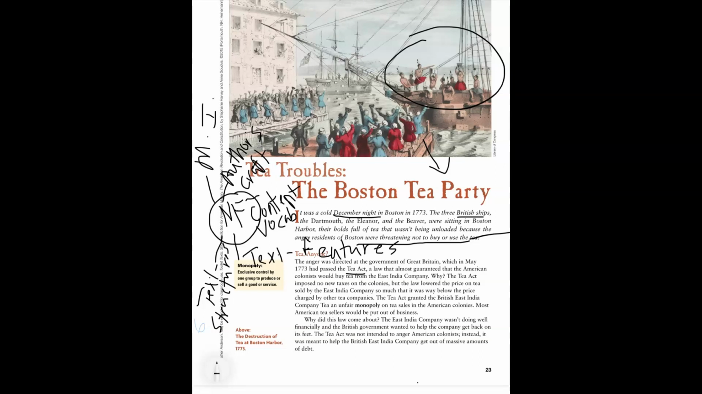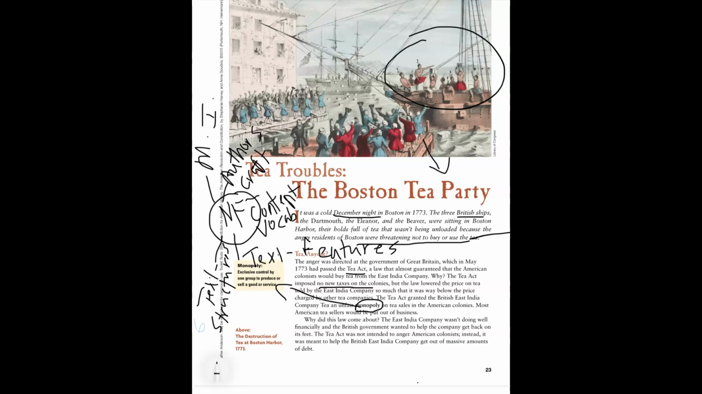Okay, so it's saying, no, we're not charging you any new taxes. But the law lowered the price on tea sold by the East India Company so much that it was way below the price charged by other tea companies. The Tea Act granted the British East India Company tea an unfair monopoly. Monopoly. I'm going to underline that word. I'm going to circle it because I know that it's important. And I'm going to take a look over here to find the meaning. Monopoly: exclusive control by one group to produce or sell a good or service.